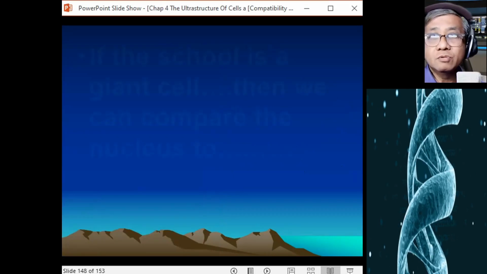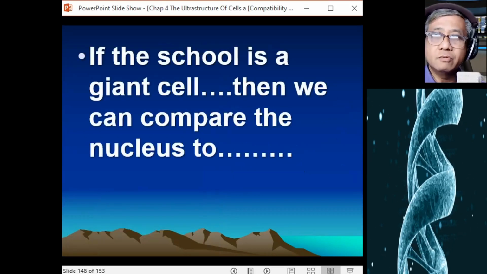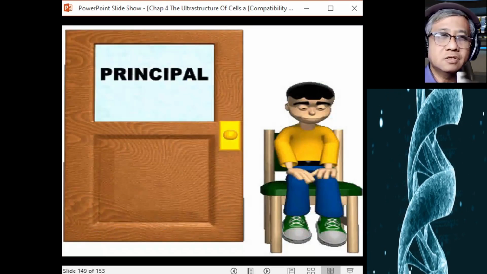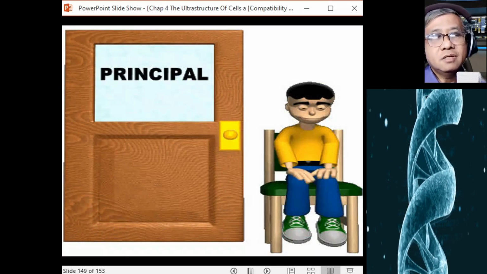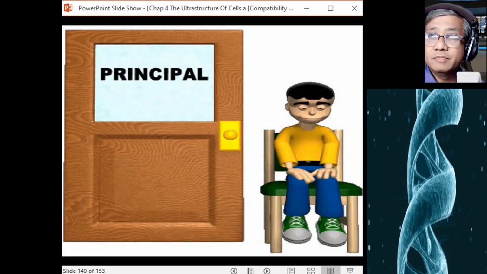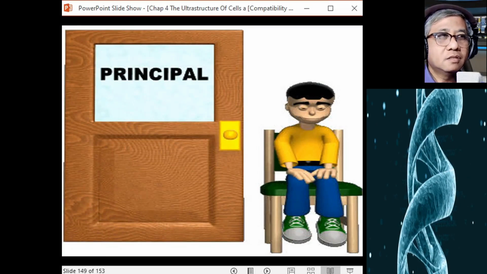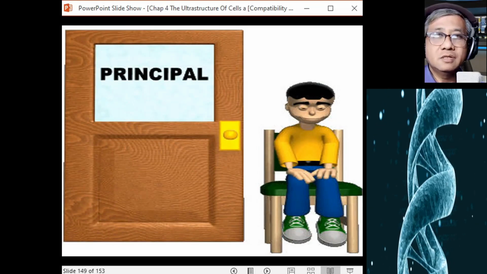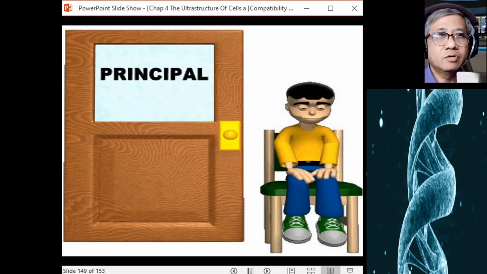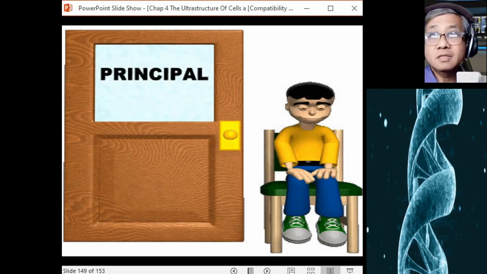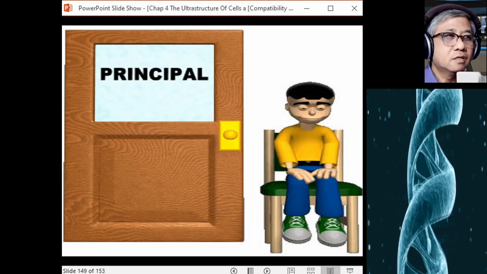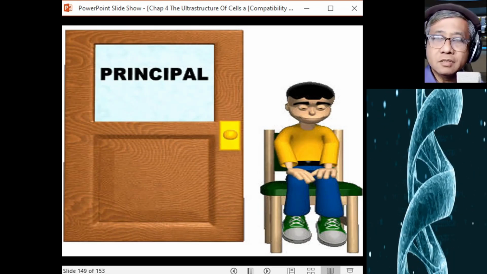And if we compare the nucleus to a school, then we can compare the nucleus to, let's say, the dean, or the president of the school, or in senior high school, the principal. For the collegiate level, either the dean of the college or the president of the university.